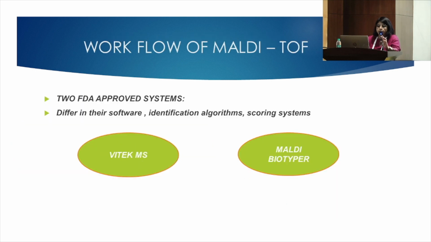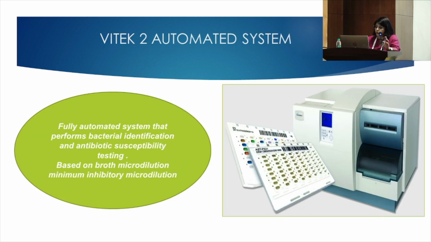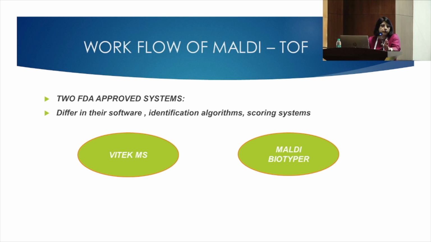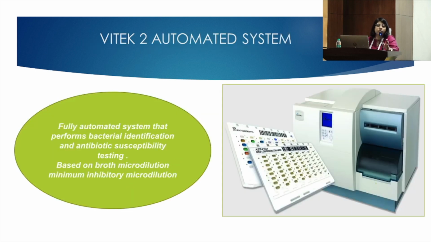I just want to put in a word about BRiCC 2. The BRiCC MS is based on the principle of MALDI-TOF. Now we have BRiCC 2, which is not based on that principle. It's completely different. It's a fully automated system which can identify your bacteria as well as perform antibiotic susceptibility testing, and it is based on broth microdilution. It can give you a sensitivity report also.